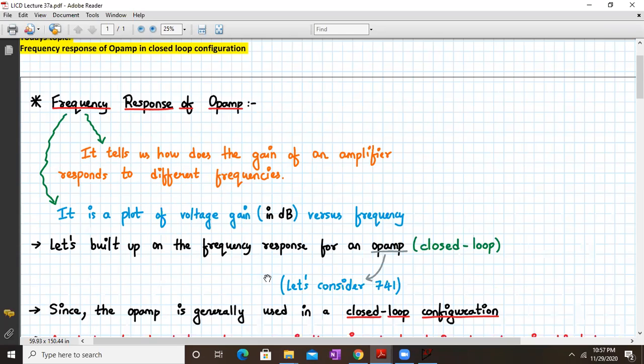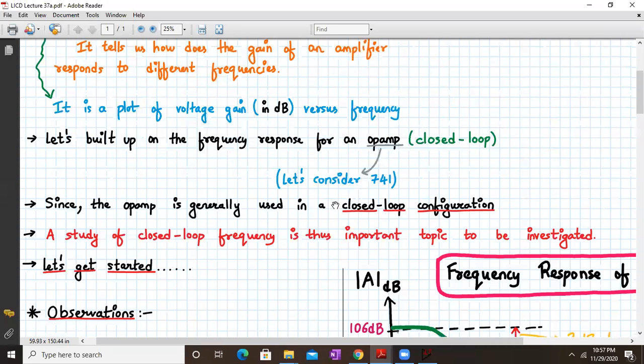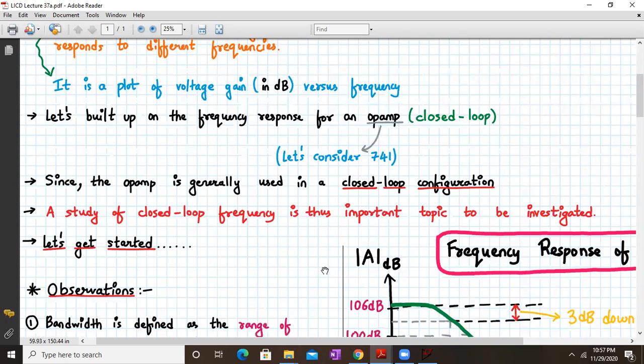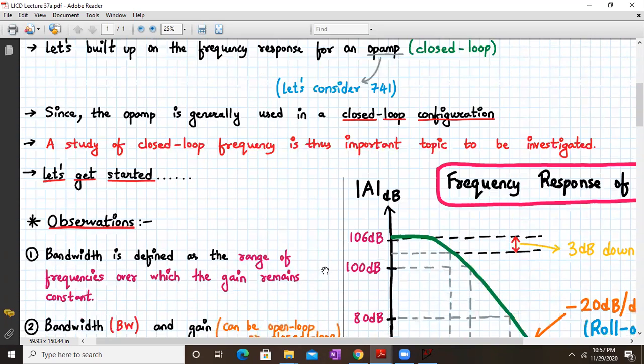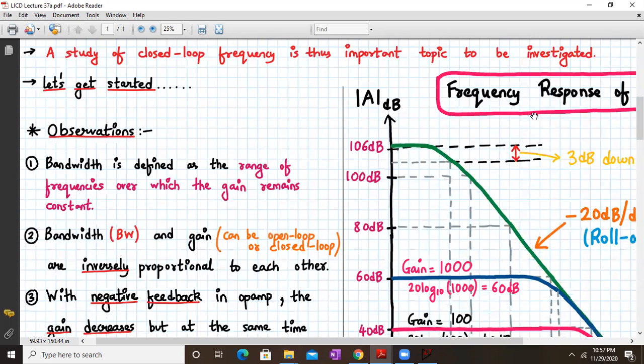So let's build up on the frequency response for an op-amp in a closed loop. Now, the op-amp into consideration over here is IC741, and a study of closed loop frequency response is very important, and thus we are investigating it. Okay, so let us start.